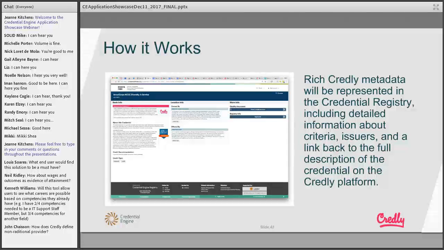And you can see even having the, in this case, ACE, American Council on Education, who's one of our big partners, we're actually able to really surface the credentials that are being issued by their endorsed companies, in this case AmeriCorps, and give a really rich picture of what this credential is all about.